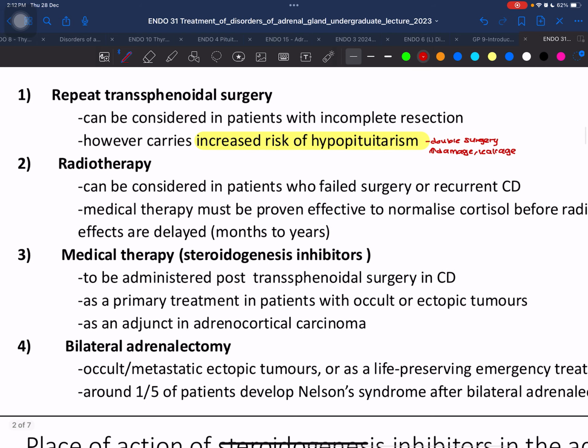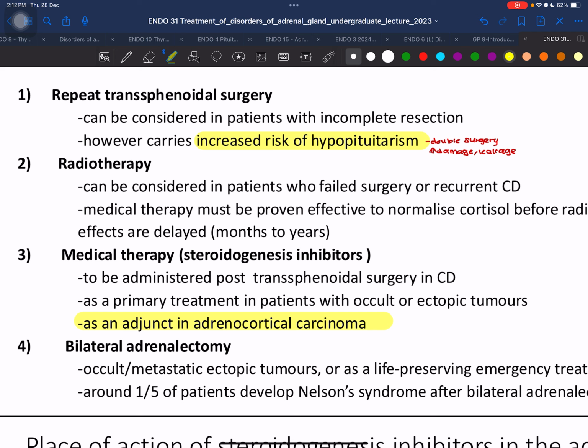Bilateral adrenalectomy, okay, can be done, meaning you remove both the adrenal glands. Again, this is a very drastic measure because both adrenal glands are removed. You have no more adrenal tissues left, okay? This can be done in patients with occult or metastatic ectopic tumors or as a life-preserving emergency treatment for severe cases. And besides not having adrenal tissue later in life, the patient also has a risk of developing Nelson syndrome.